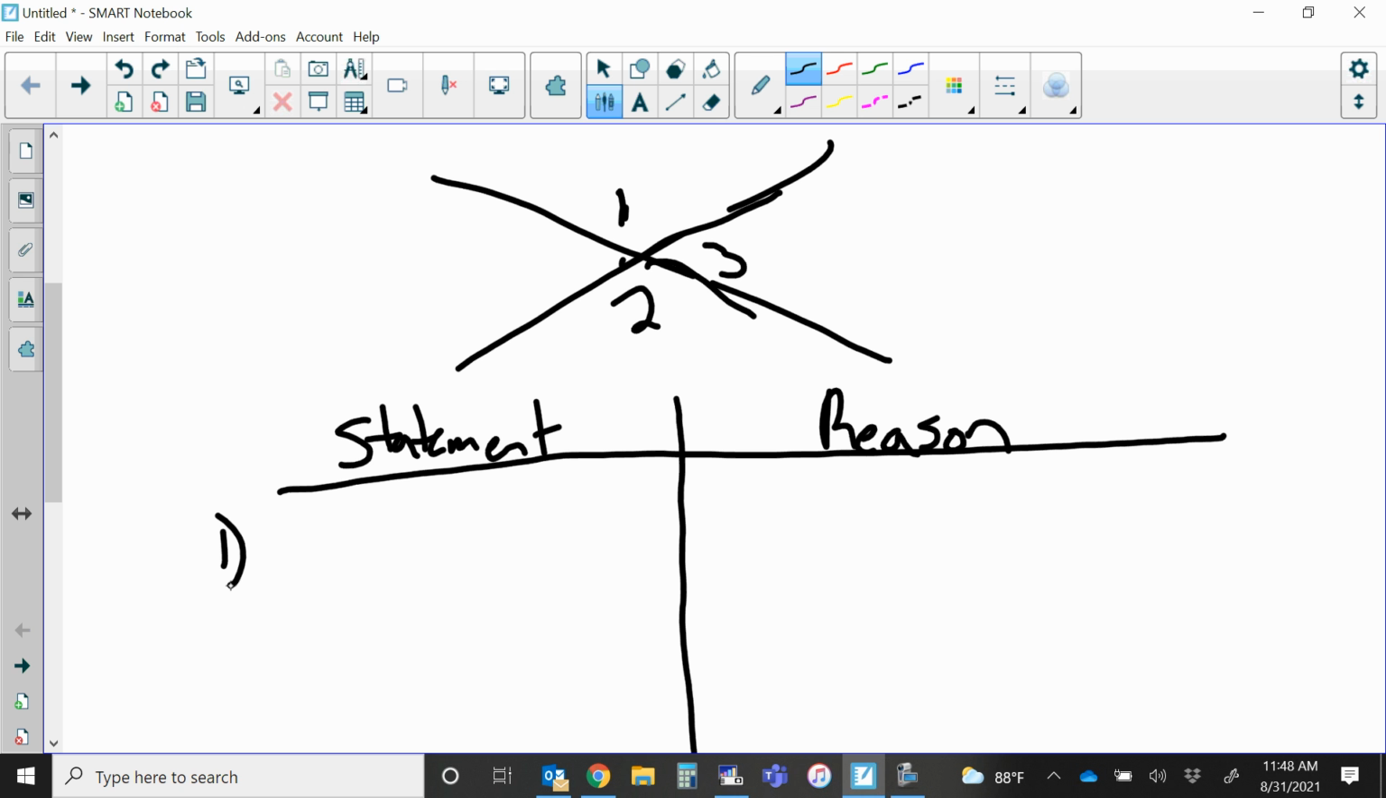So number 1, what's something you can tell me up there? Nope, we can't say that. Not yet. We're trying to prove that. Once we prove it, we can use this later on in proofs. But right now, we're trying to prove that fact. Right now, we're trying to prove that angle 1 is congruent to angle 2. That is our goal. So we can't use that fact because it's not a fact yet.